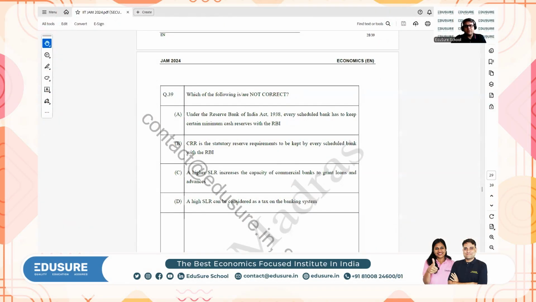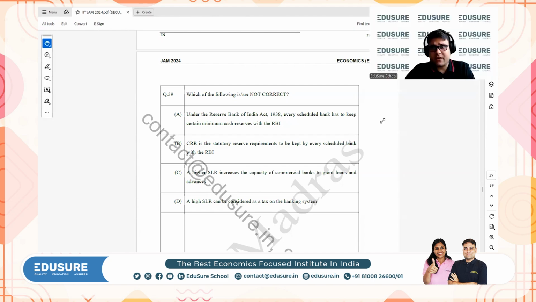IIT JAM 2024 question number 39. Which of the following are not correct? So you have to identify the incorrect answer. So let's take a look at option number A.